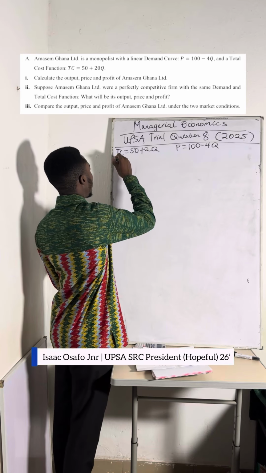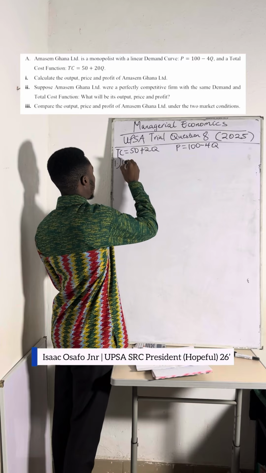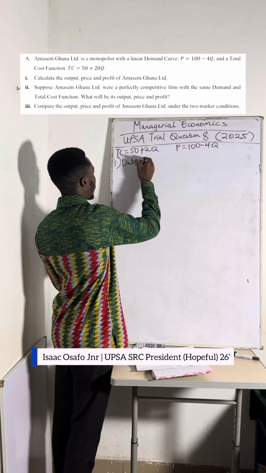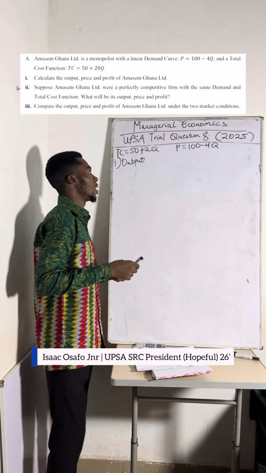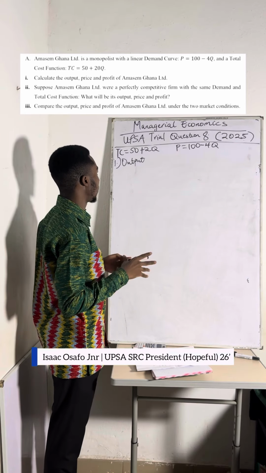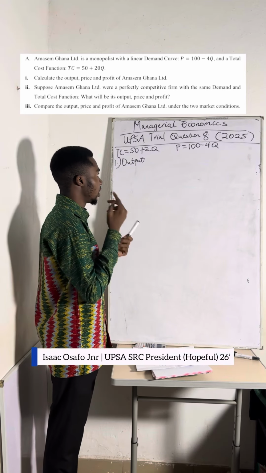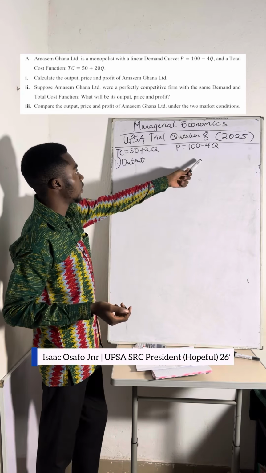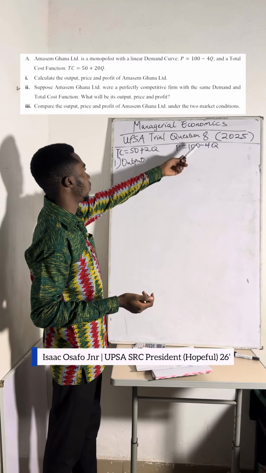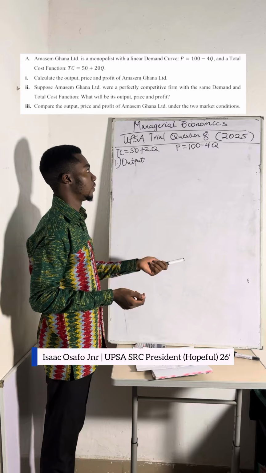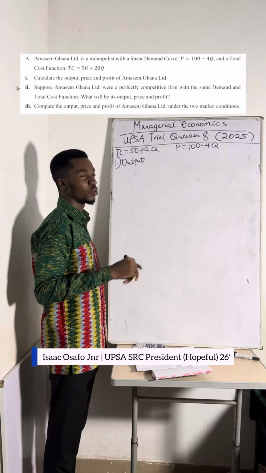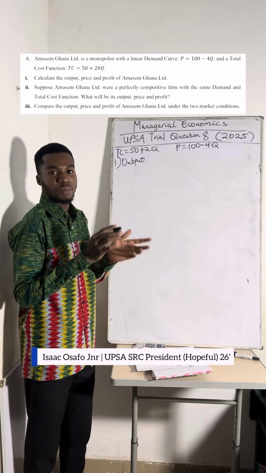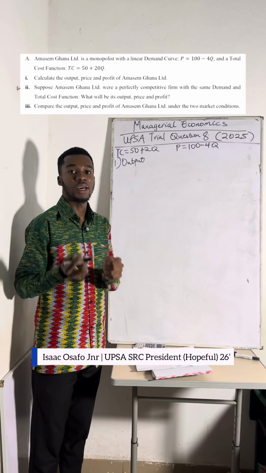Okay, so we are asked to calculate the output. Let's start with the output before we go to the price, then the profit as well. Now, when you have something like this, where they give you the total cost and the price, there's no way you can find the output just like that because they've not given you anything to substitute. They've not given the price that you can just substitute. So anytime you have something like this, you have to equate the marginal revenue to the marginal cost before you can find the output.